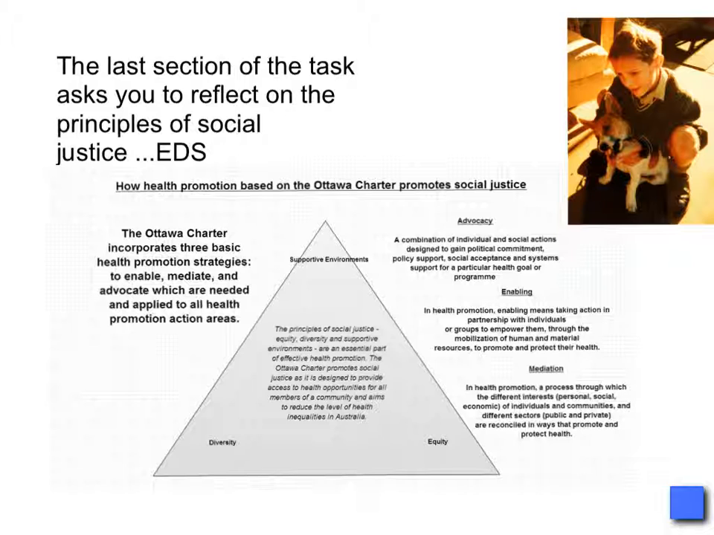So the final thing you'll be asked to do in this task is to reflect on the principles of social justice, and they are EDS. EDS is symbolised by this cute little dog, this little Jack Russell. Equity, diversity and supportive environments. We're going to talk about this more in class, but it underpins everything about successful health promotion.